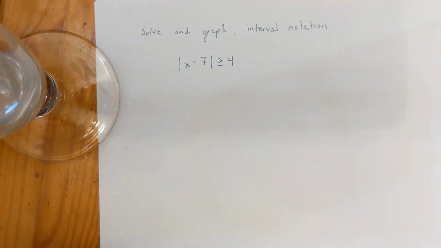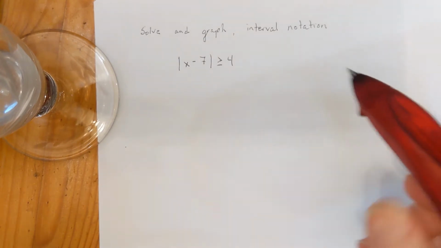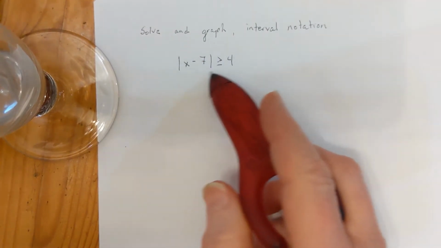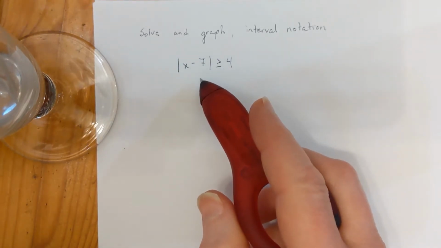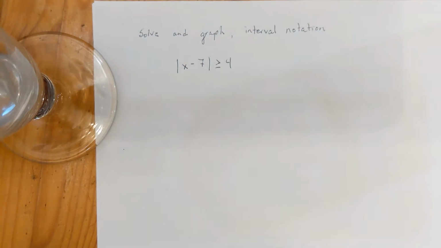The first thing to do when solving these is make sure the absolute value is isolated on one side of the inequality. And here we can see that it is isolated. It's by itself. There's nothing added, subtracted, multiplied, or divided outside of the absolute value.